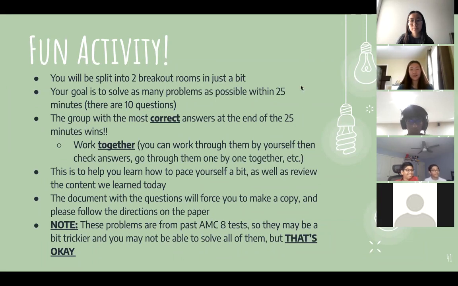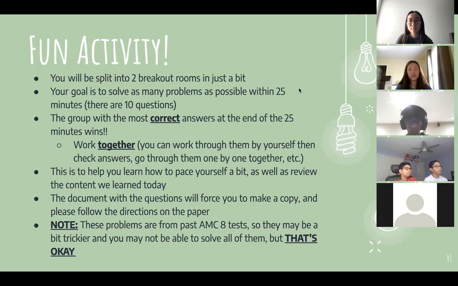So you have to work together during this. You're put into breakout rooms to work as a team. You could work through them by yourself, and then at the end, when everyone's done, check answers. Or you could go through them one by one together, so you can discuss each of the questions, or whatever else you guys want. You have 25 minutes for these 10 questions so that you can learn to pace yourself a bit. And some of the extra time is for you to discuss.